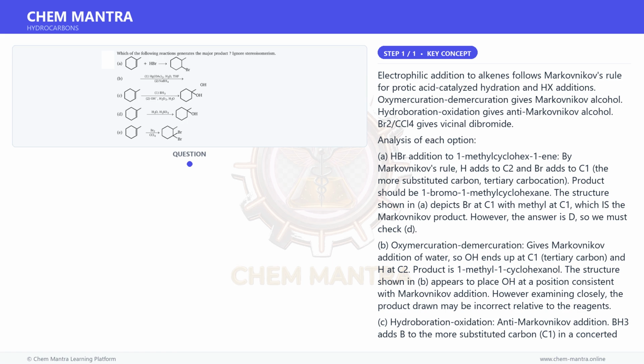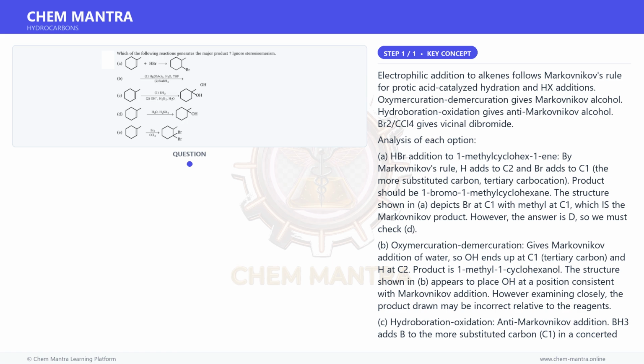C. Hydroboration-oxidation, anti-Markovnikov addition. BH3 adds B to the more substituted carbon, C1, in a concerted syn addition. Actually, BH3 adds H to the more substituted carbon and B to the less substituted carbon. So OH ends up at C2, the less substituted carbon, anti-Markovnikov. The product shown in C places OH at the carbon adjacent to the methyl-bearing carbon, which would be C2. This appears correct for hydroboration-oxidation. But the answer is D.